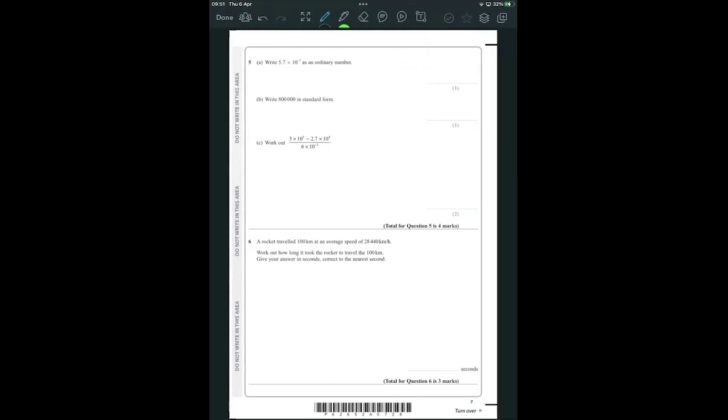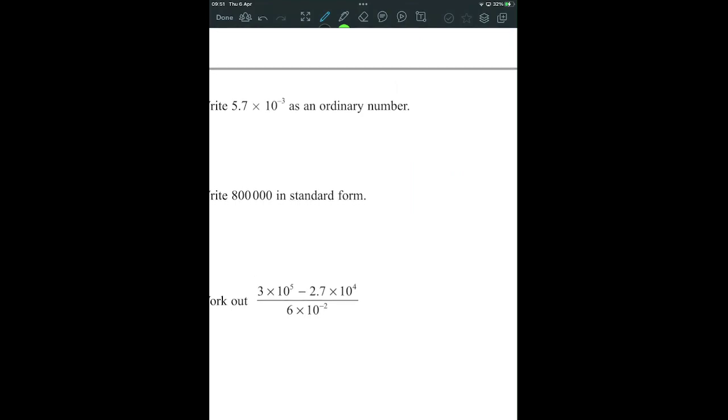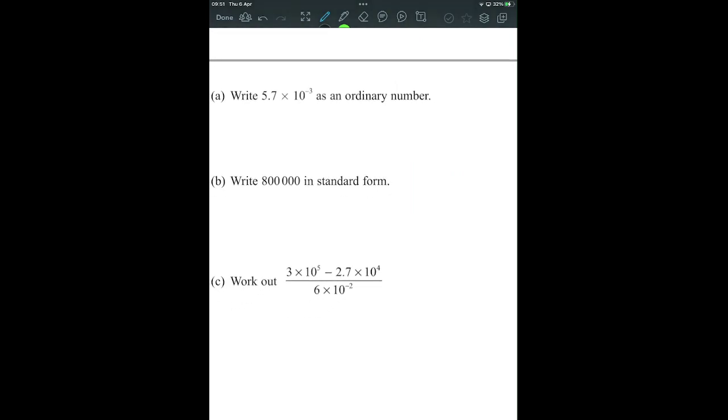Question 5. Right, 5.7 times 10 to the negative 3 is an ordinary number. A negative power means we are a 0 point something number. I'm going to start by writing my 5.7 and I'm taking 1, 2, 3 steps back. So that's where my new decimal place is and just fill in the gaps. 0.0057.